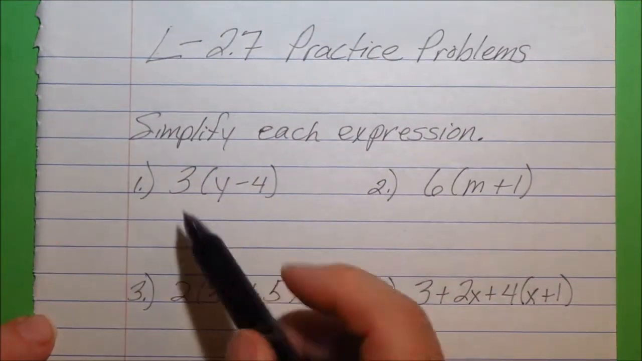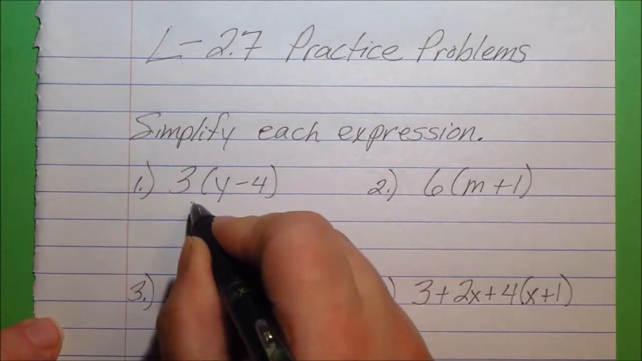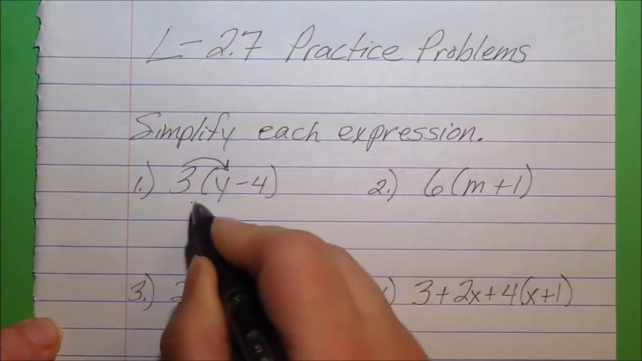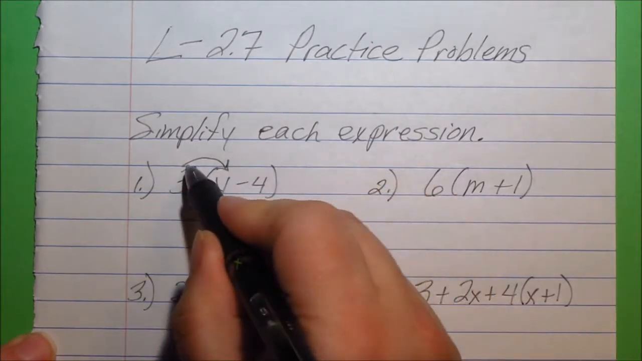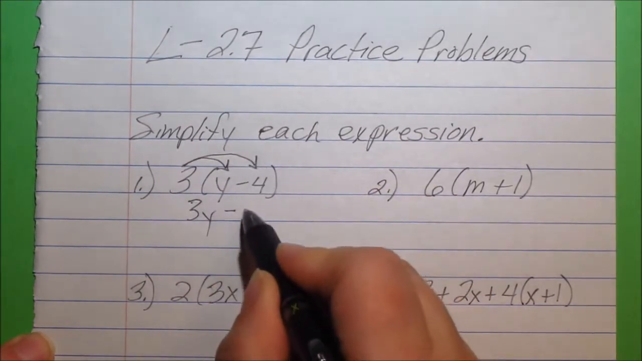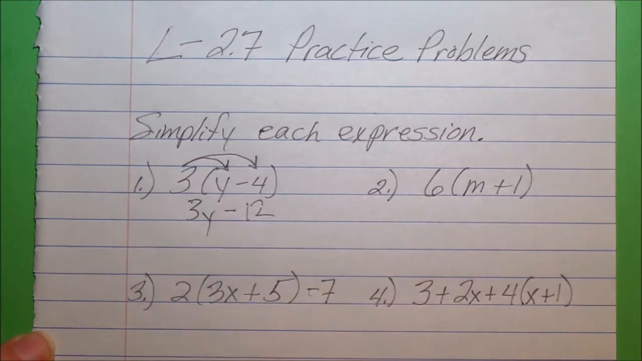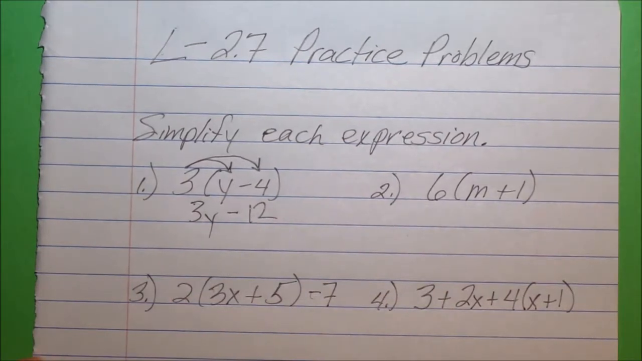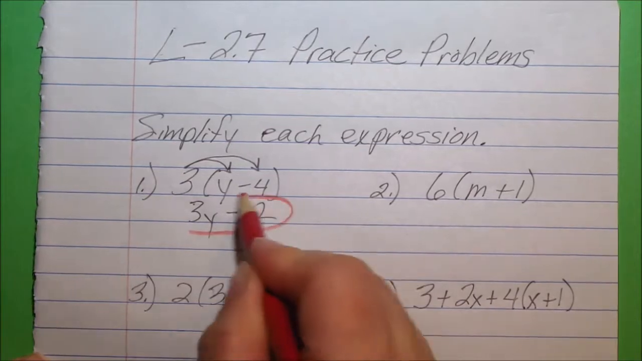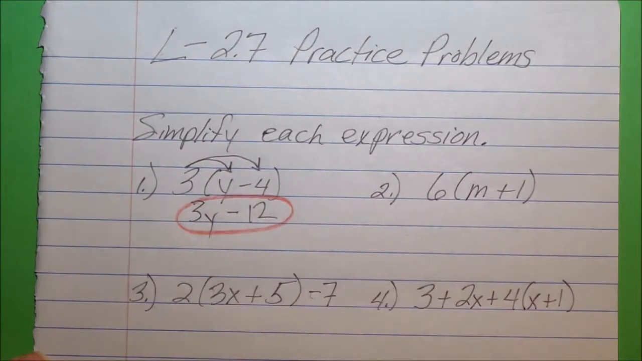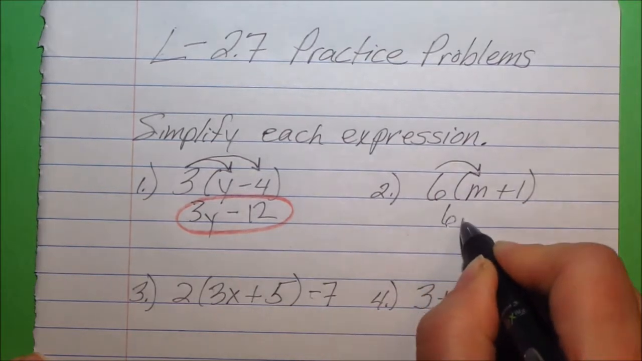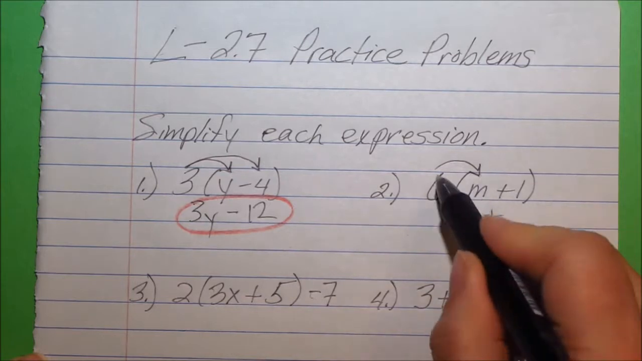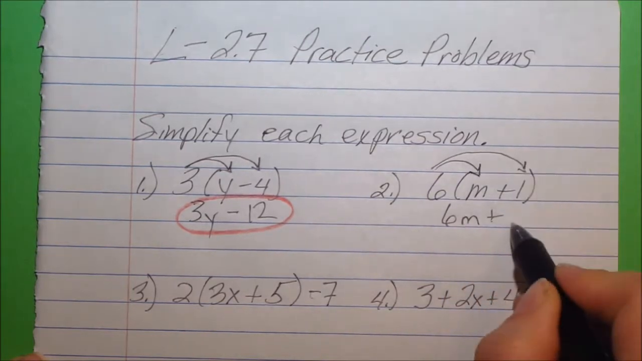Number 1, 3 times y is 3y. Bring down the operation, which is subtraction, and then 3 times 4 is 12. 3y and 12 are not like terms, so that's as far as we can simplify. All right. Number 2, 6 times m is 6m. Bring down the operation. 6 times 1 is 6.